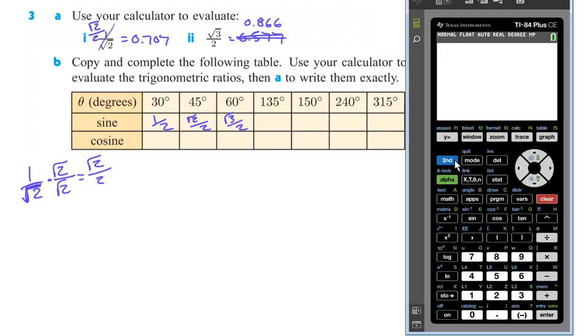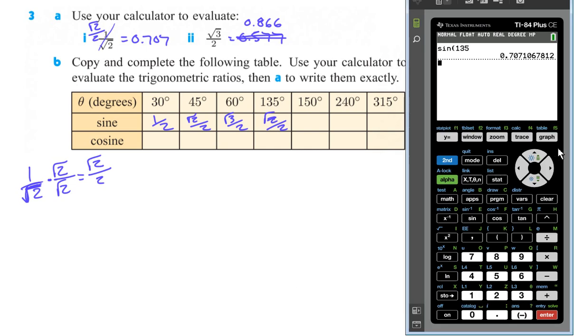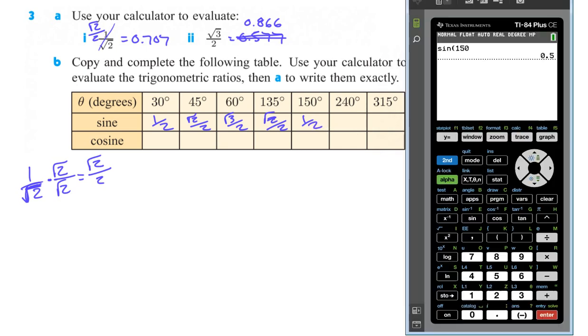So we do sine 135, 0.707, so that's root 2 over 2. And we just continue on this fun little trek here until we're done. Sine 150 is 0.5, so we know that that's 1/2.